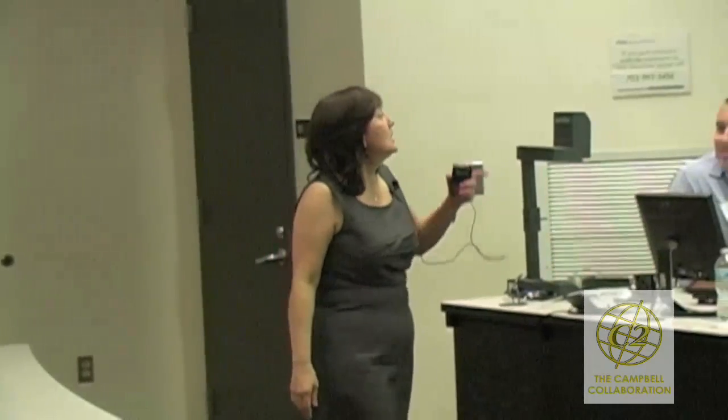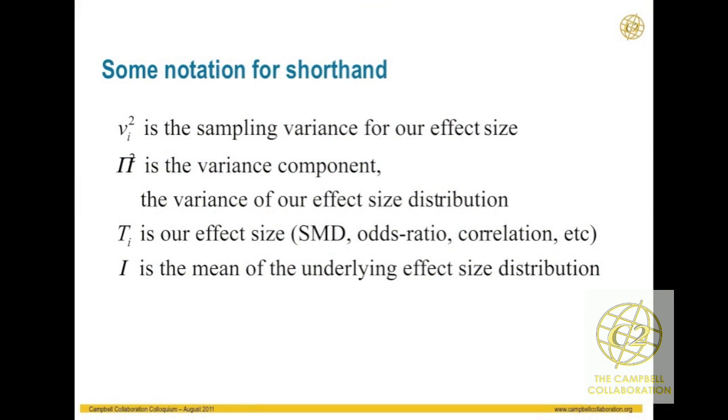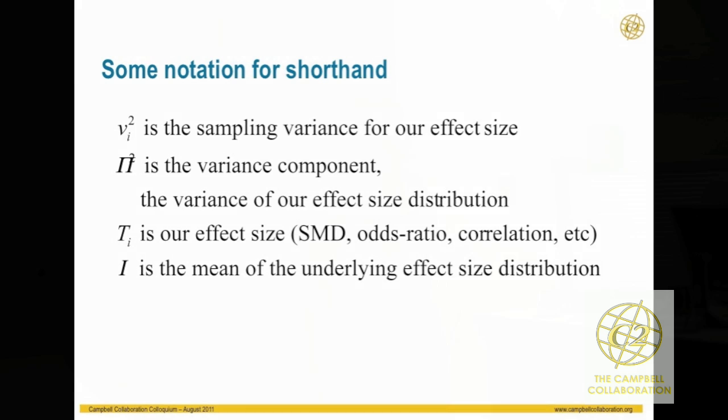Okay. So just to remember, I always have to remember what notation I'm using again. We're using V to indicate the sampling variance for our effect size. David Wilson this morning, if you were in that session, showed us the importance of that, and how to calculate it. Every effect size has a sampling variance that we can calculate. The tau squared, though, is our variance component. This is that underlying variation in the underlying distribution of effect sizes.